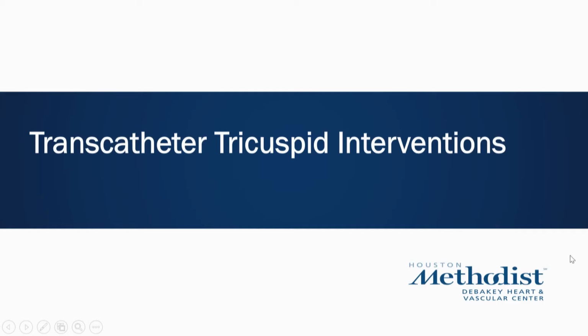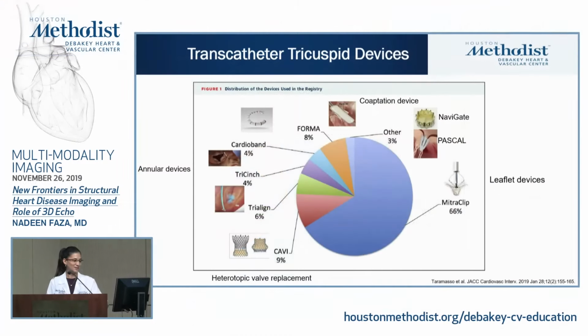All right, moving on to the transcatheter tricuspid interventions. This is kind of a new field with multiple devices being studied nowadays. We have the leaflet devices. The most commonly used device is the mitral clip in the tricuspid position. But there are also annular devices, coaptation devices, and transcatheter valves. The most commonly used one, as I said, is the mitral clip, and that's the one we've had experience with so far, but we're enrolling in a couple of new trials, so stay tuned.